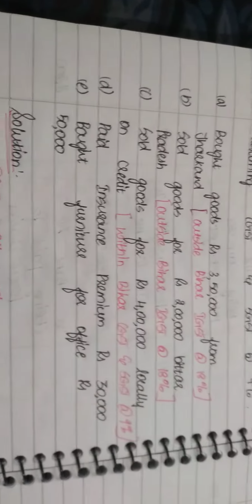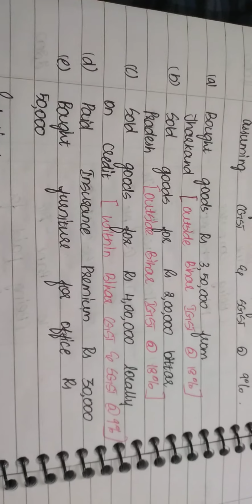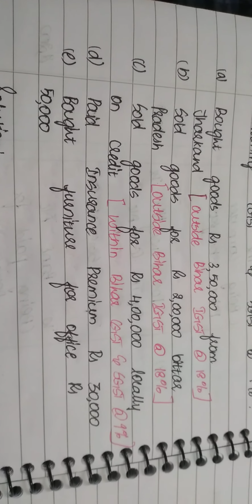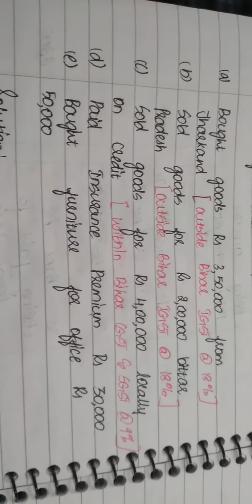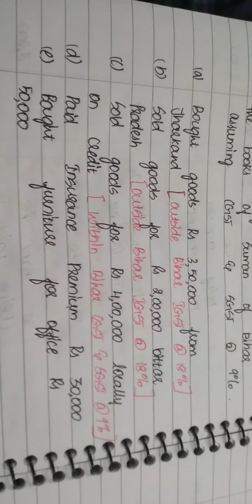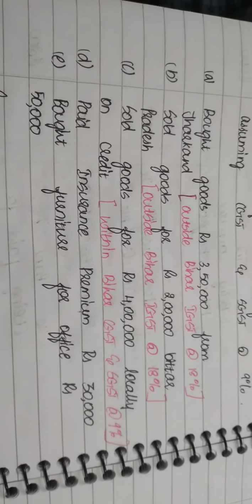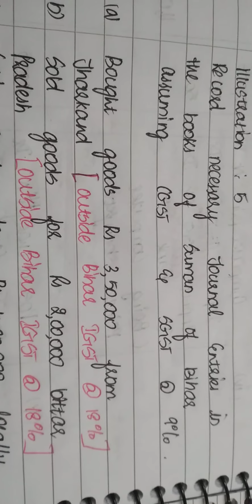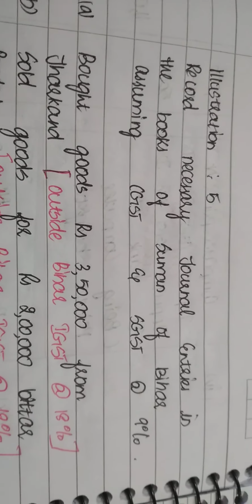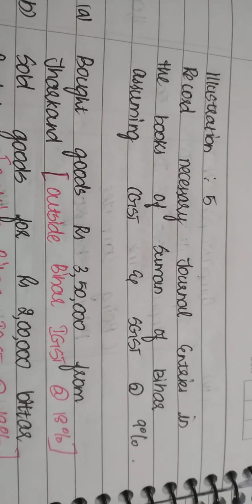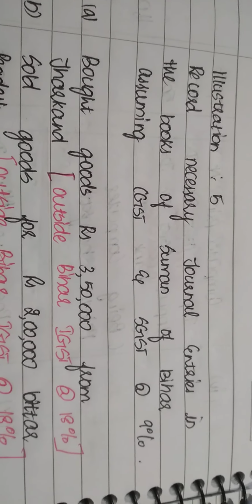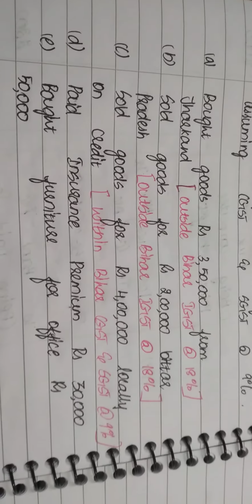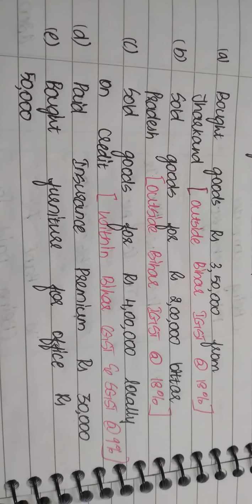Now let's see the points. Bought goods rupees 3,50,000 from Jharkhand. Jharkhand is not in the state of Bihar. Jharkhand and Bihar are two different states, so Jharkhand is outside Bihar. So IGST is applicable, IGST at 18%. The total of CGST and SGST equals IGST. So the complete 18% should be given on 3,50,000.